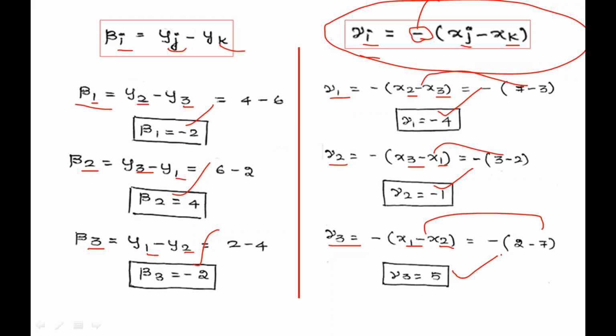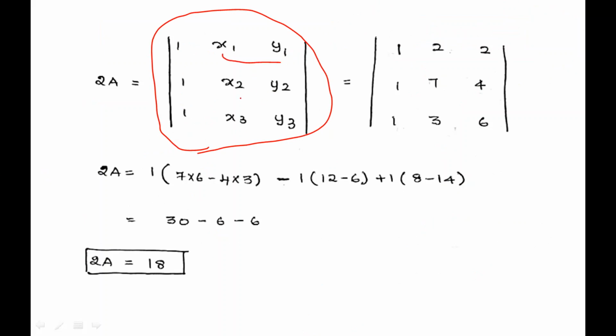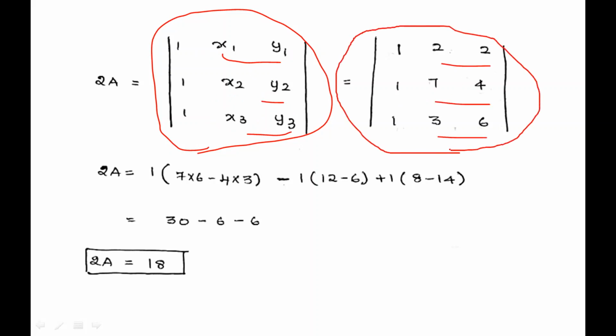Now we have found out the alpha, beta, gamma values. Next we have to find the 2a. What is 2a? 2a is nothing but the determinant of the coordinate matrix. The coordinate matrix is 1 x1 y1, 1 x2 y2, 1 x3 y3. Now write down these coordinates x1 y1, x2 y2, x3 y3. Find the determinant of this 3 by 3 matrix, right? Then you will get the 2a.